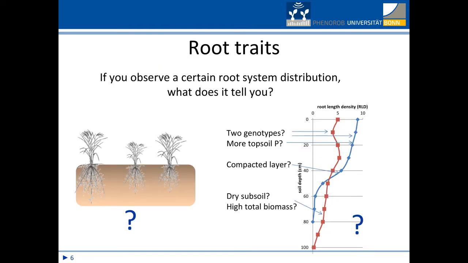However, with root traits it's more difficult. If you observe a certain root length density distribution over soil depth, it's hard to say something about the crop performance or to correlate it to yield.